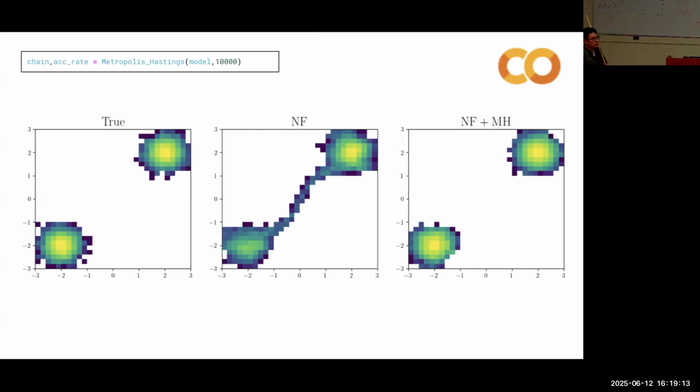So you can also evaluate the acceptance rate. If your acceptance rate is too low, that's bad. It means you have to tune the normalizing flow more until you get a higher acceptance rate. What's a good acceptance rate?